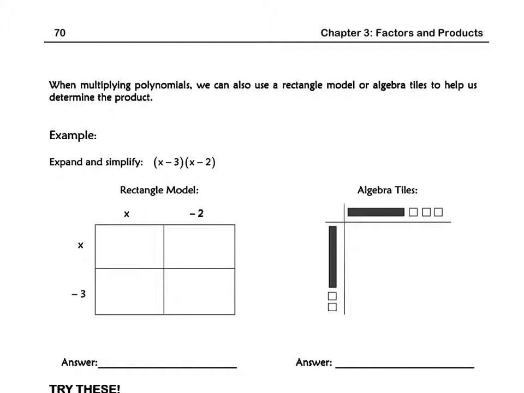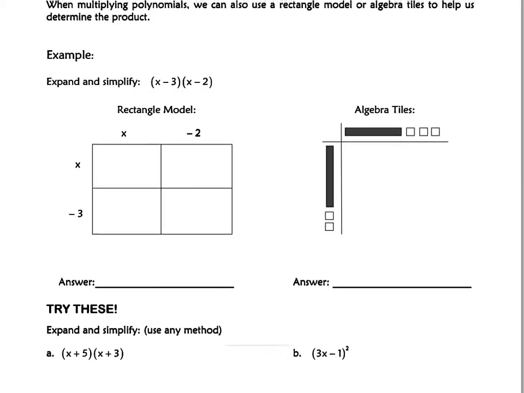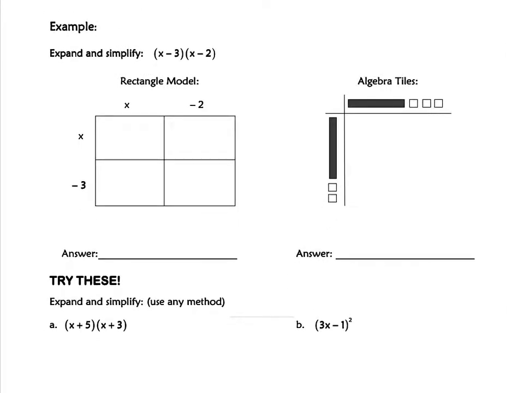If you use the rectangle model, it's just basically drawing a big rectangle and dividing it up into 4 rectangles, and each box represents a term in the binomial. So the outside dimensions of the rectangle would be, for one of your binomials, x and minus 3, and the other one is x minus 2. So you would put them in each section of the box.